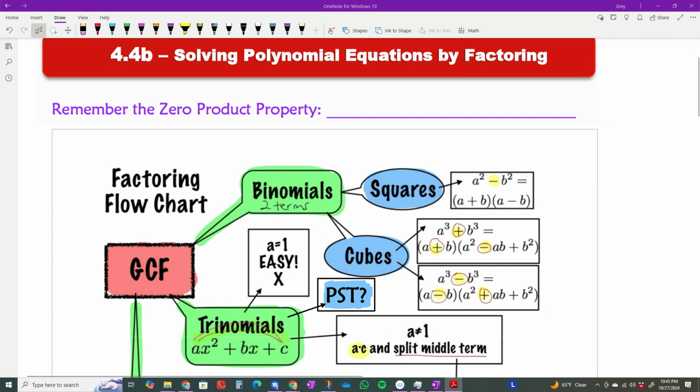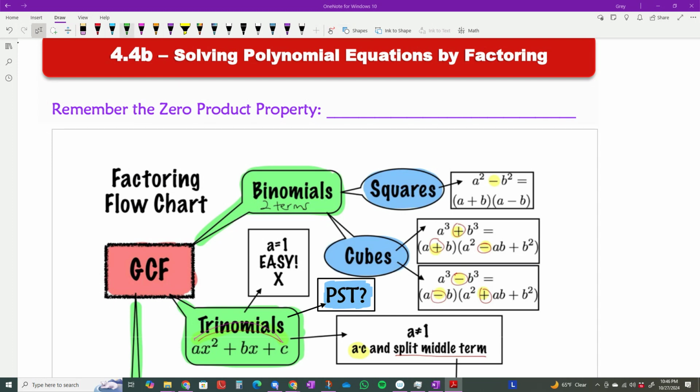So this is a short lesson. I'm just going to remind you of the difference between solving and factoring. It goes along with my saying: if it starts with an expression, it ends with an expression. That was 4.4a. In 4.4b, it starts with an equation, it will end with an equation.